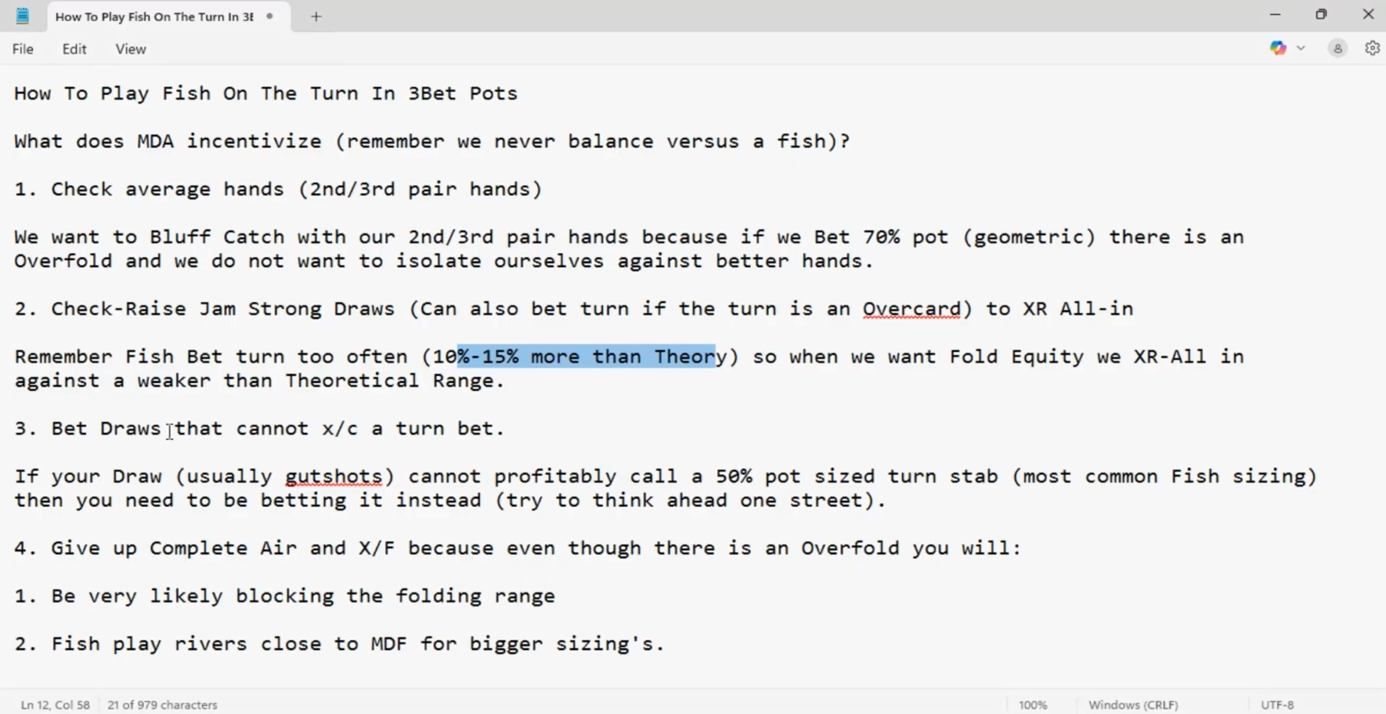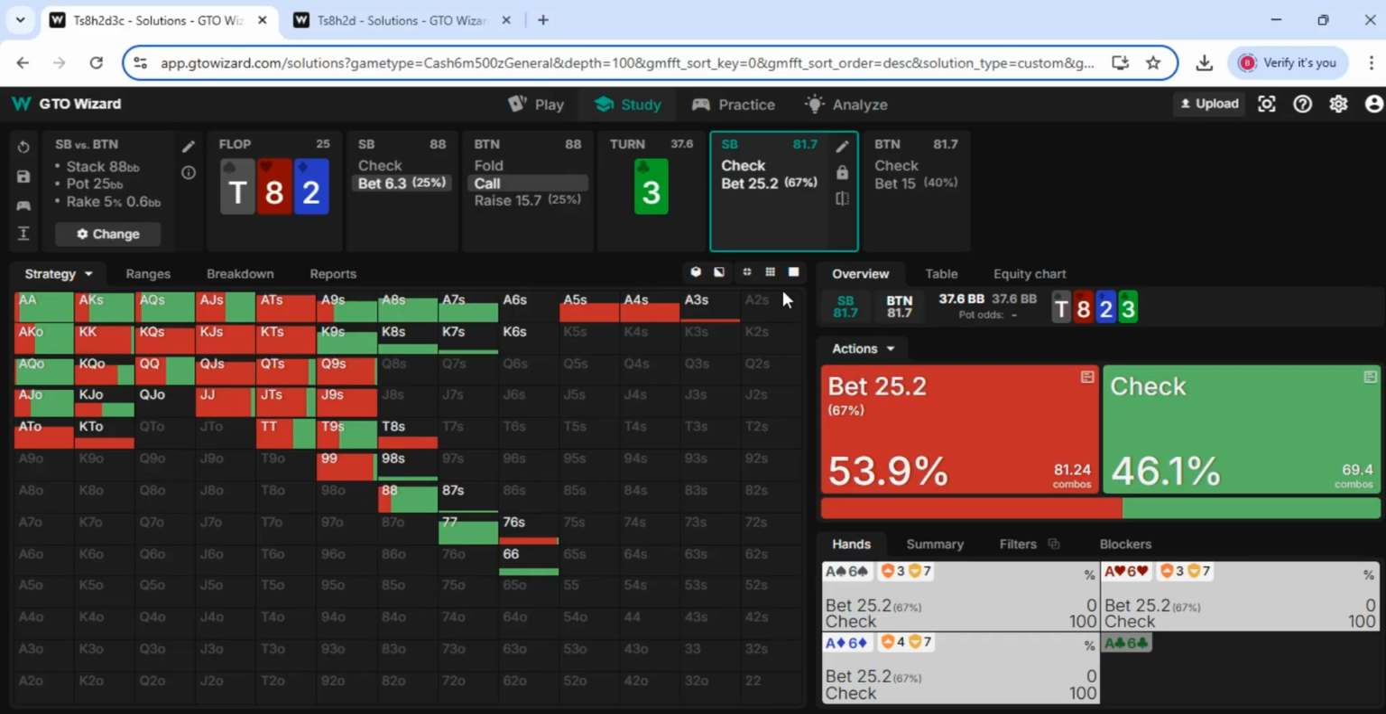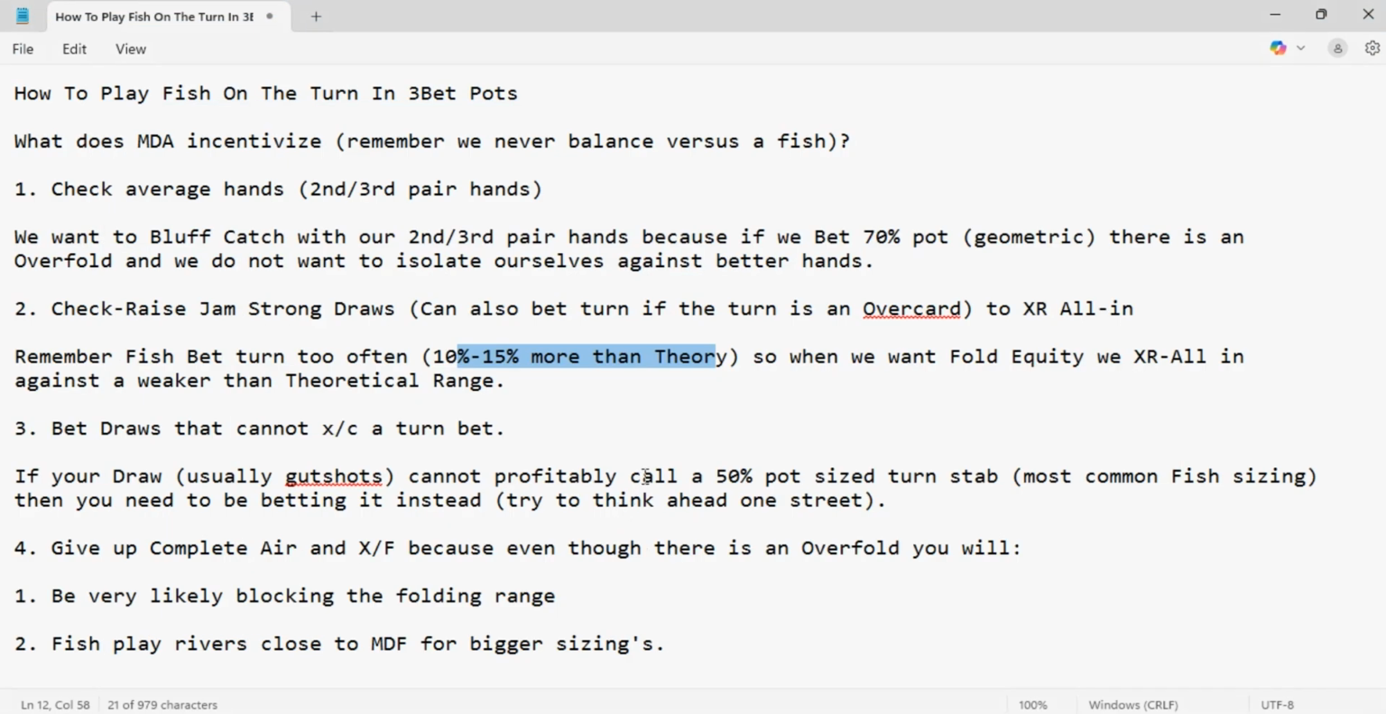Number 3, we already went over this, but bet draws that cannot check call a turn bet. If I have Queen Jack on a 10-8-2-3 board, I can't really call a 50% turn bet, so I should just bet myself. If you have complete air, just give up. So if you have a hand like Ace 9 suited on a 10-8-2-3 board, just check fold to a stab. Also, the reasons are because it's very likely you're blocking the folding range if you bet, and fish play rivers in the call line close to MDF for bigger sizings. So 2 reasons why you want to just check fold your complete air.